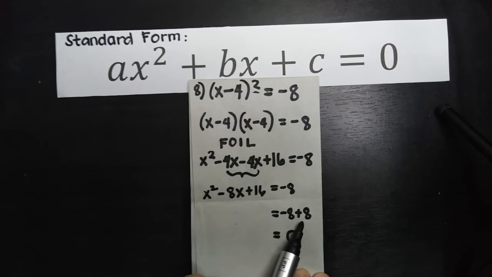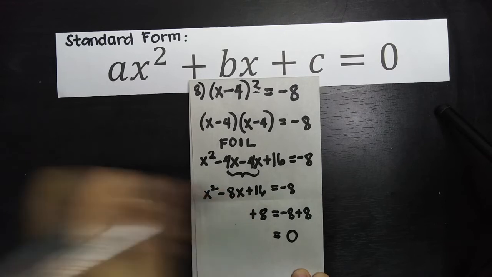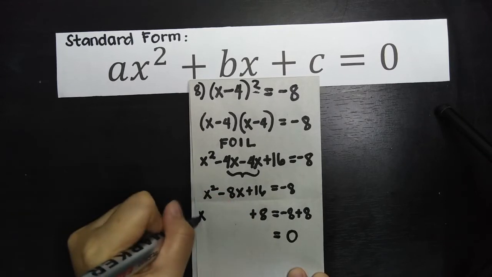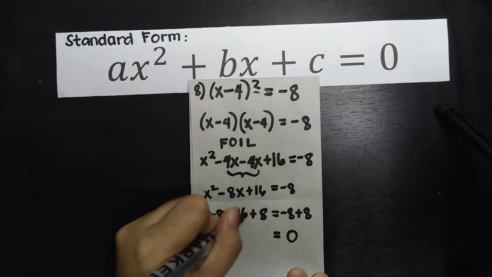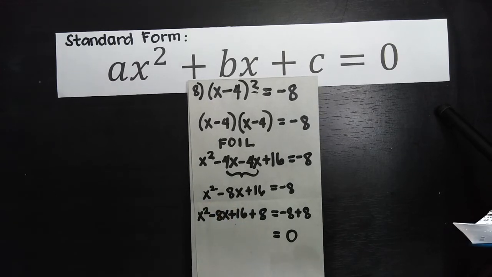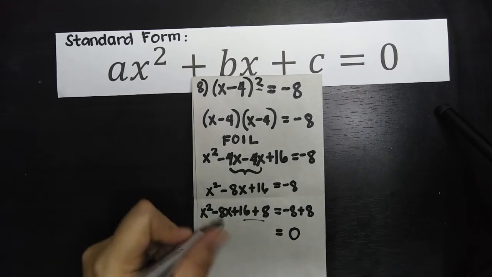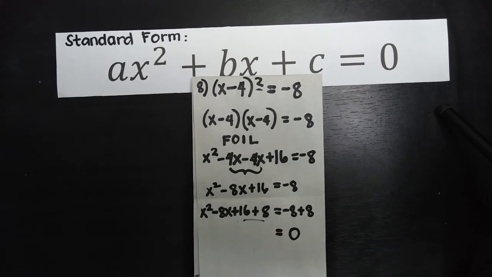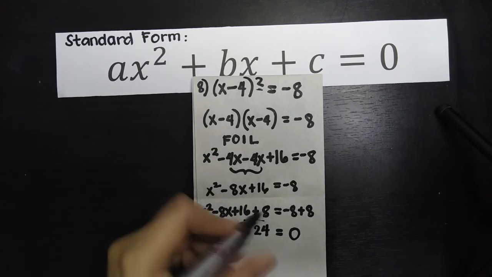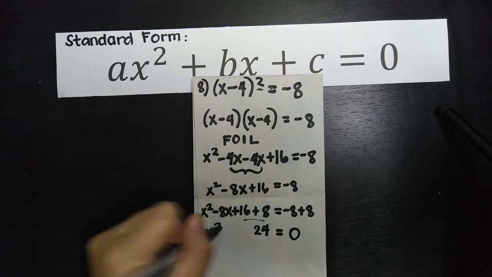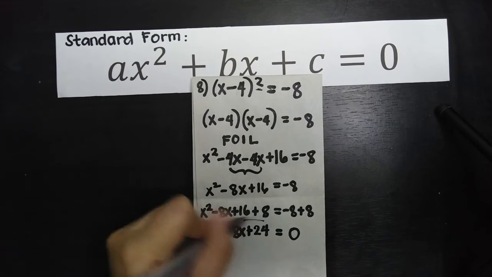So, what we did here, we will also do on the other side. So, plus 8. And then copy, we have x squared minus 8x plus 16. Ayan. So, since naging 0 na to, we will also simplify this. So, 16 plus 8, that is 24. And then, we will copy x squared minus 8x plus 24 kasi positive.